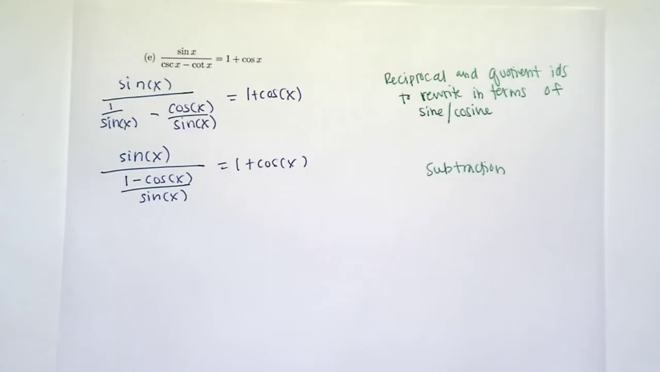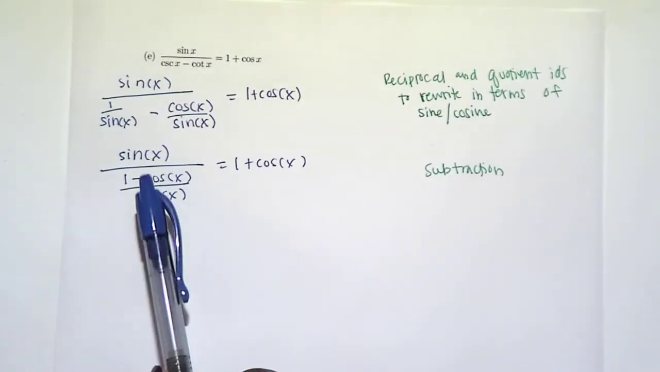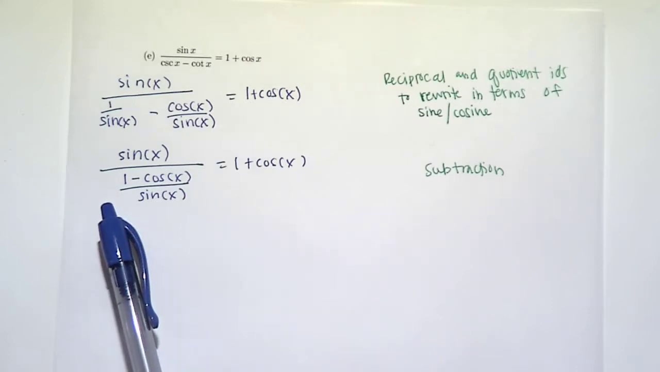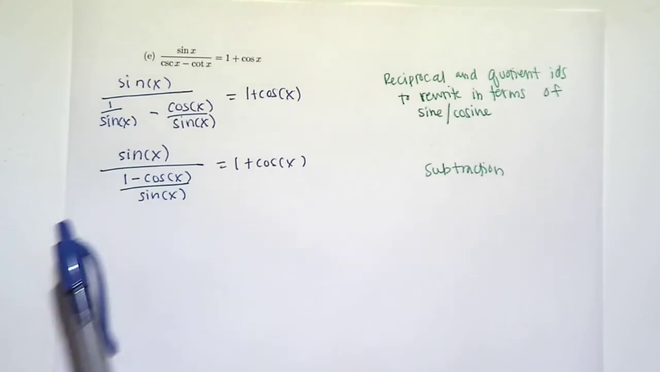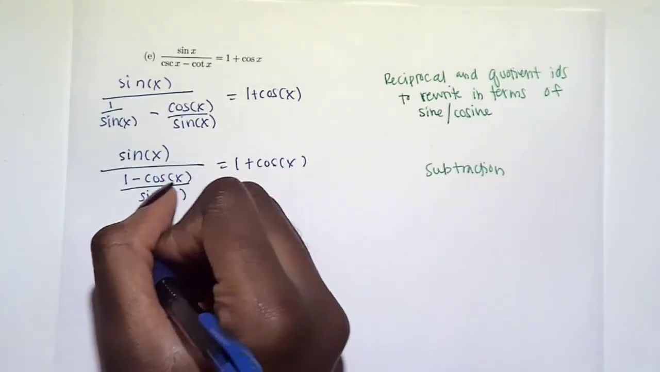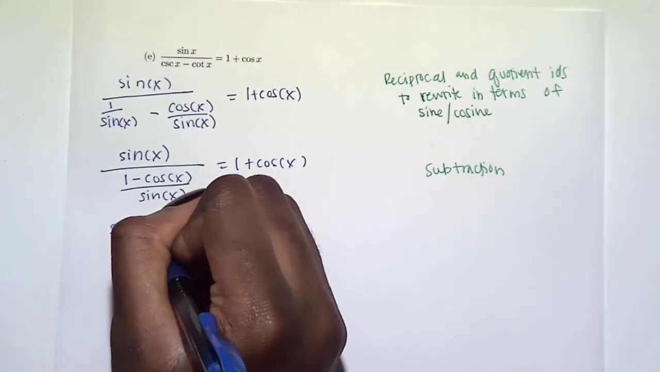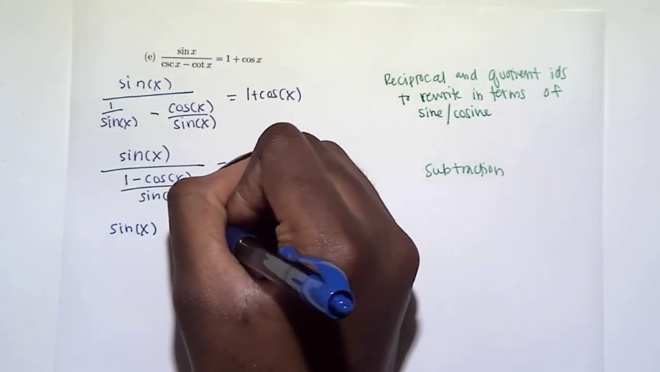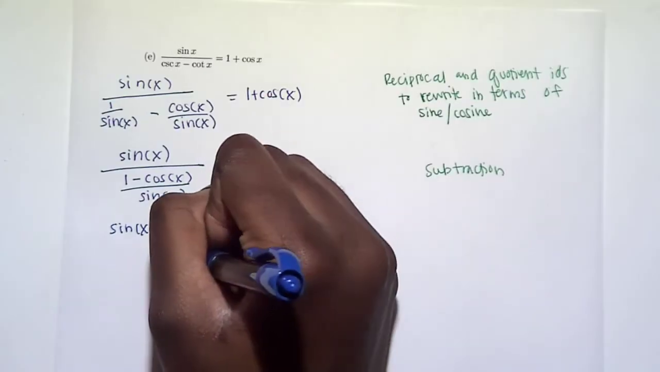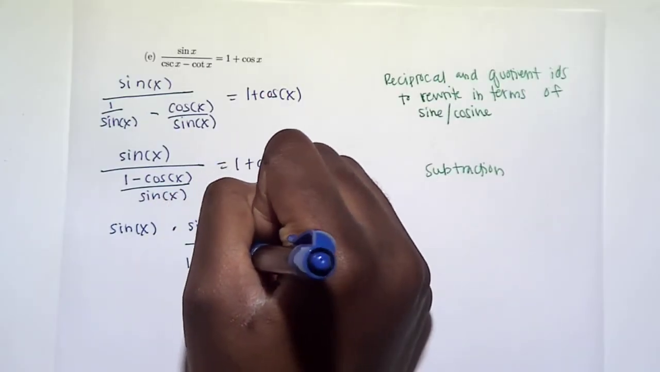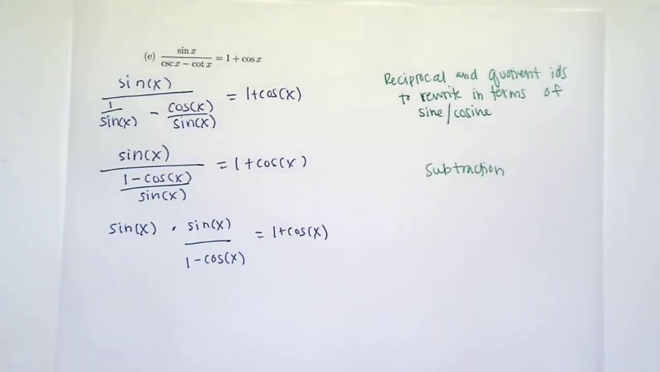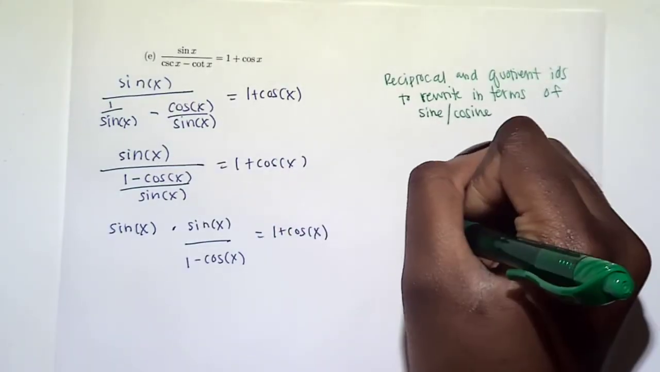Okay. All right, so notice I got a numerator, but I have a fraction in the denominator. What does that mean? Well, that means I can multiply by the reciprocal of this fraction. Okay, so here I just multiply by the reciprocal.